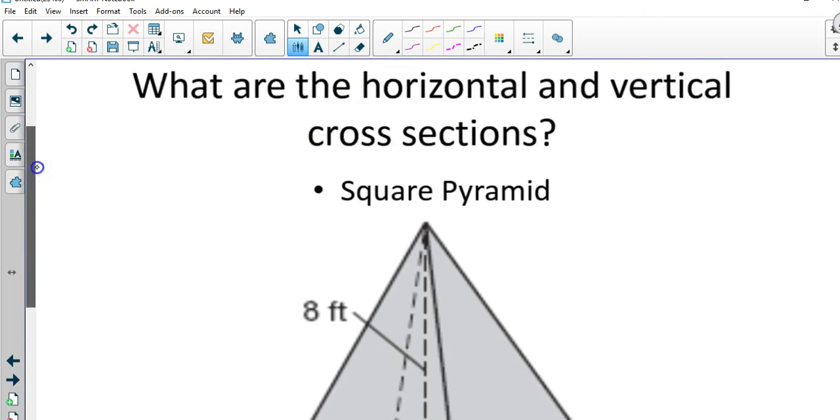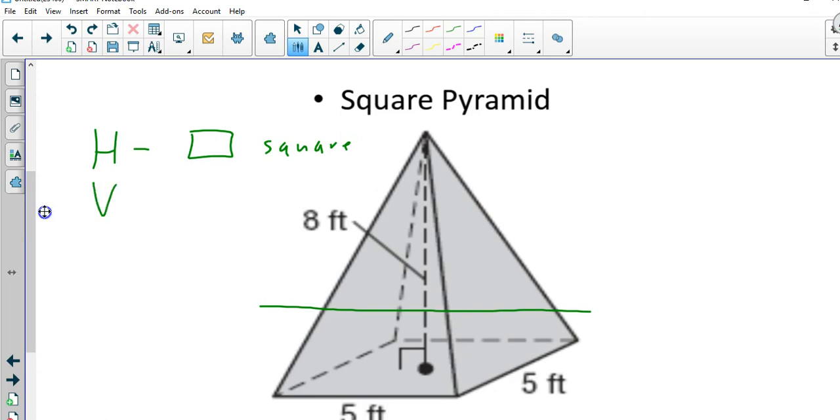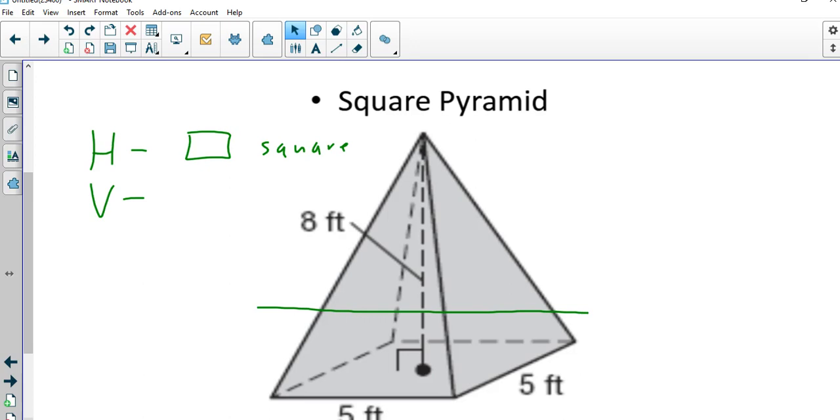Alright? So, what are the horizontal and vertical cross sections of a square pyramid? So again, if you went horizontal and cut straight through, just look at your base. Every time you cut, you'd be cutting off a smaller and smaller square. So for a horizontal cut, you'd be getting a square. And then for a vertical cut, now this one requires a little bit of imagining. You have to consider this. If you cut straight down through the shape, top to bottom, you would have a triangle.